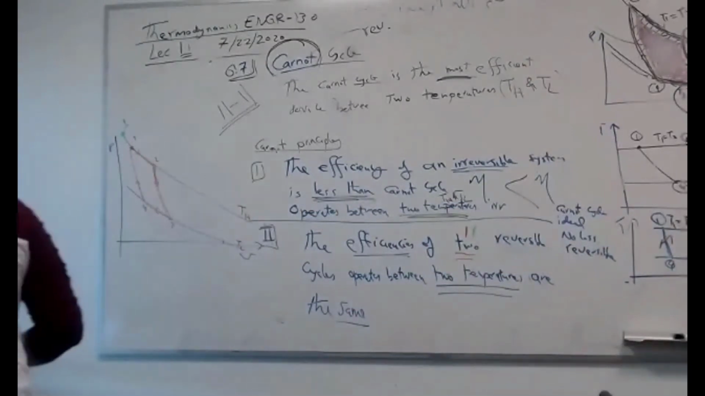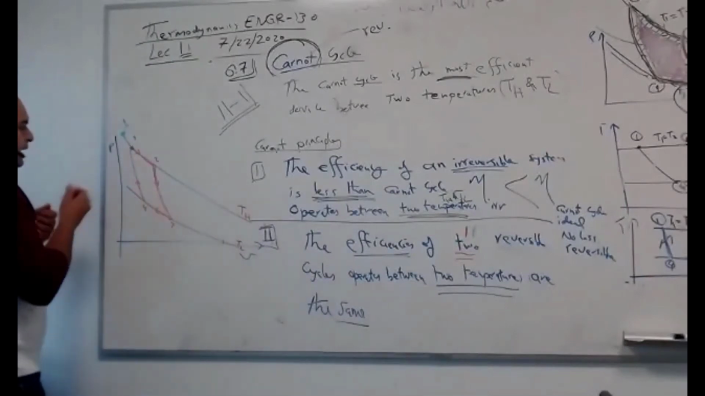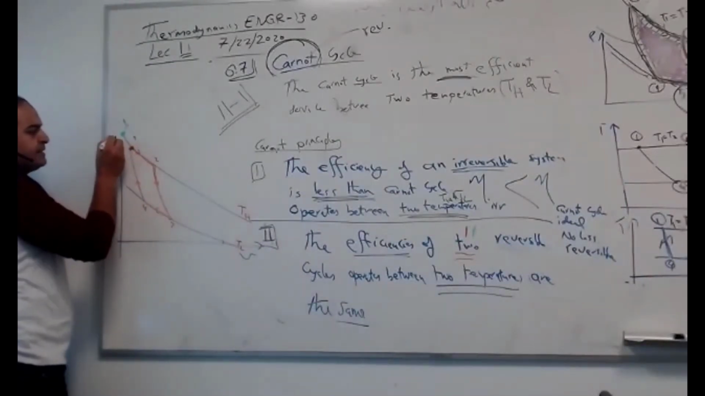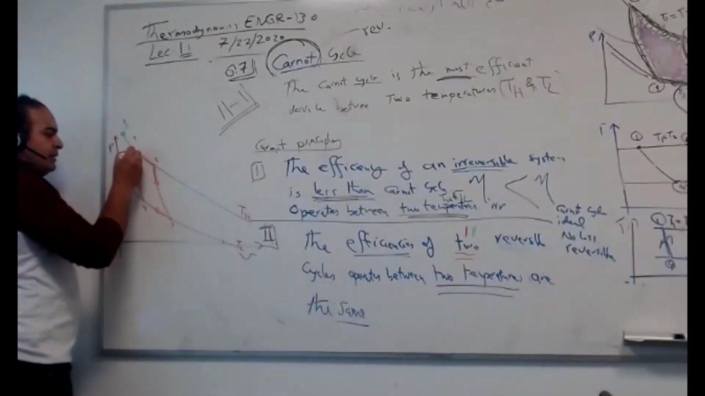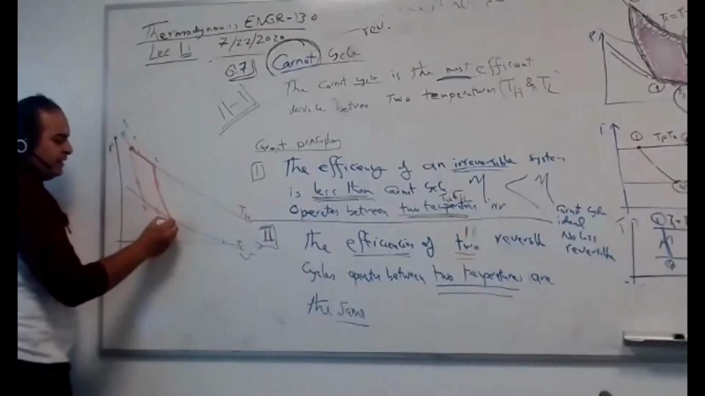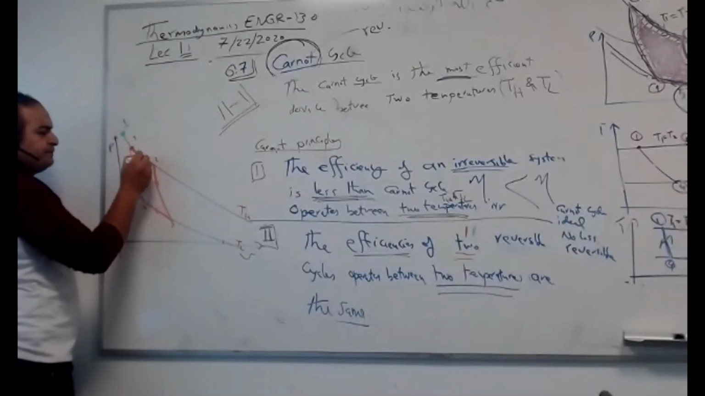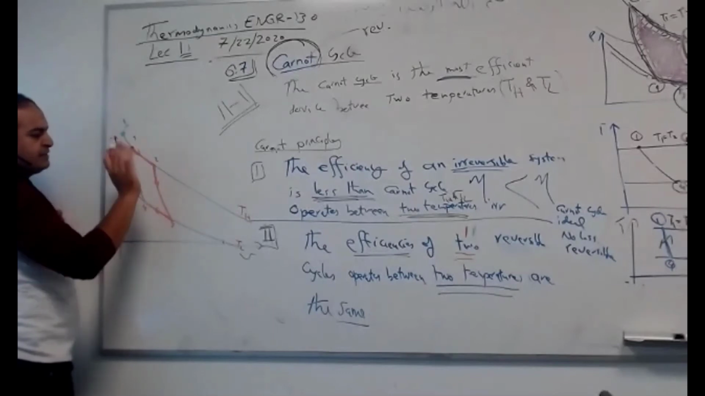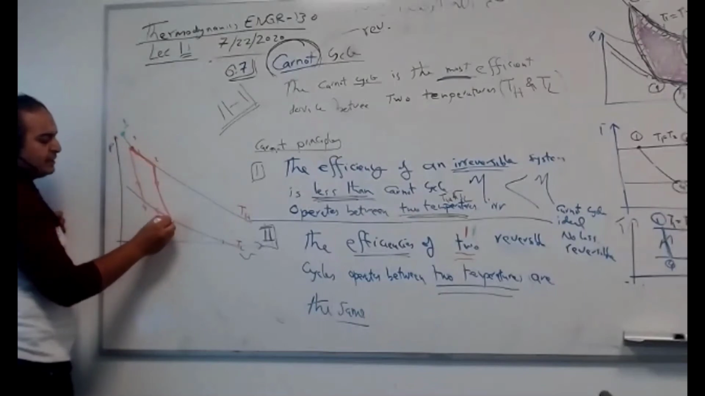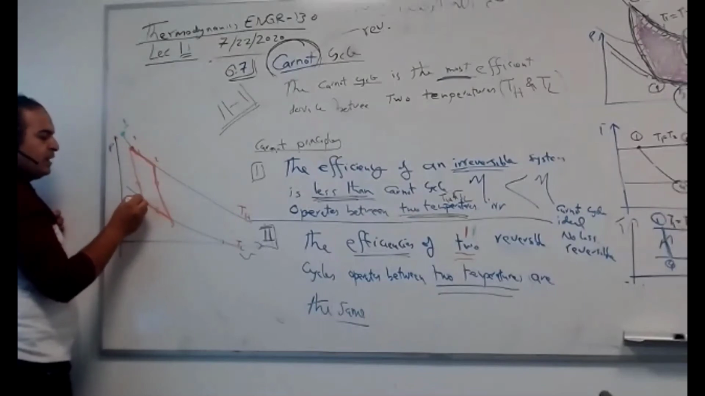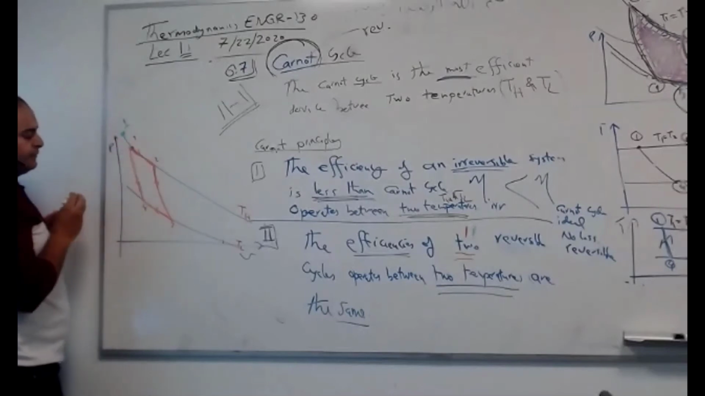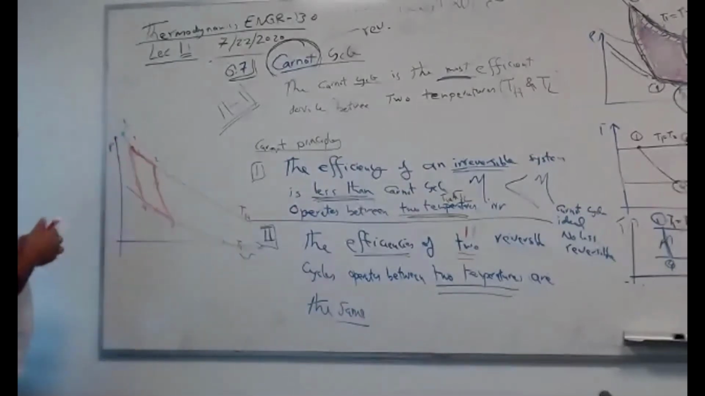So I picked two colors, red and green. The red one, I started here. It's the PV diagram. 1, 2, 3, 4, 1. The 1 to 2 is reversible. Everything is reversible. Reversible isothermal, reversible adiabatic, reversible isothermal, reversible adiabatic, and so on. This is cycle 1.